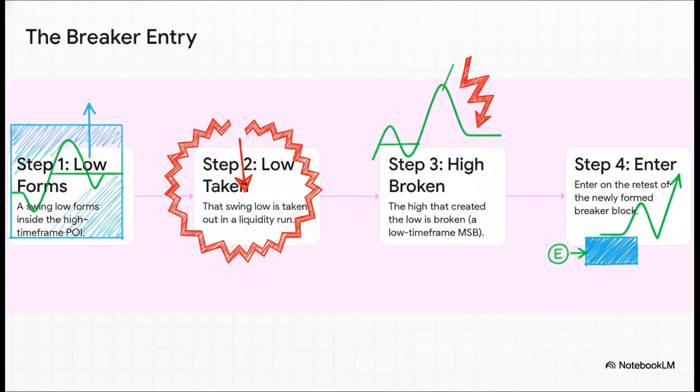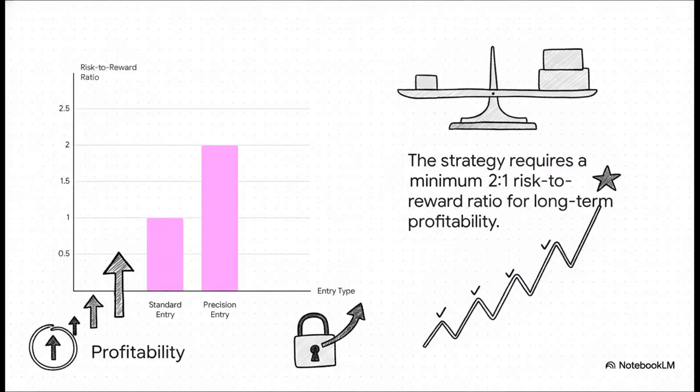This right here is the breaker entry model. It's a 4-step process for a super precise entry. So once price dips into our high time frame POI, we start watching. Step 1, a small low forms. Step 2, that low gets taken out. That's a liquidity grab. Step 3, the market structure breaks to the upside, showing us that buyers are stepping in with force. And finally, step 4, we look to enter as price comes back to retest the very level it just broke from.